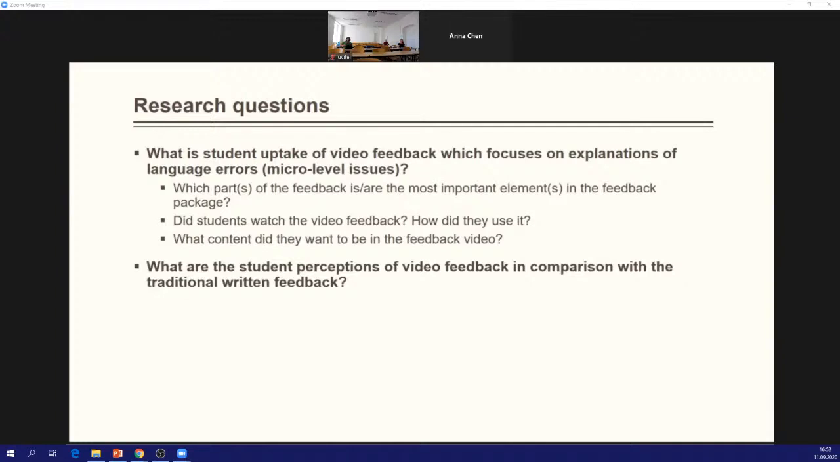My second research question was about student perceptions of video feedback in comparison with the traditional written feedback. And finally, what is the potential for teachers to use screencast for feedback?